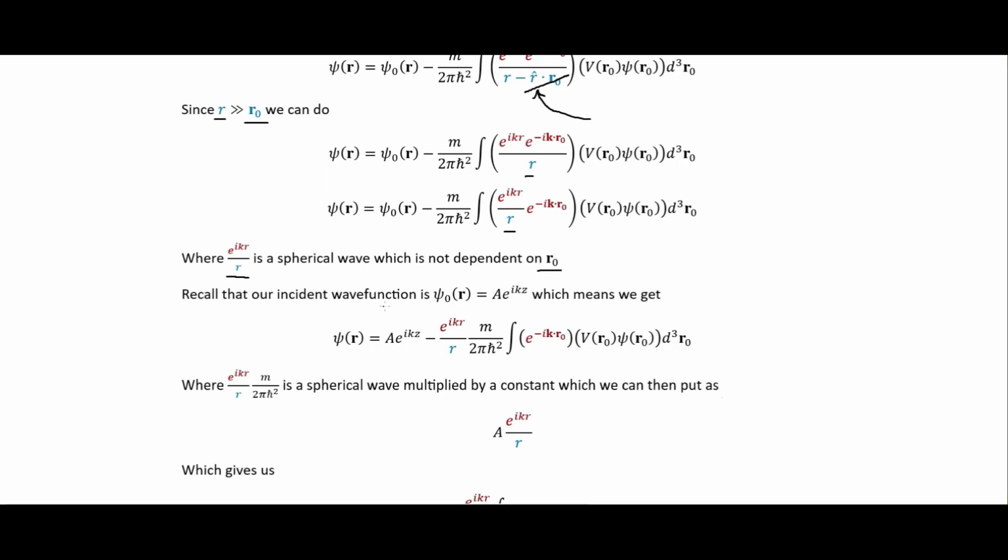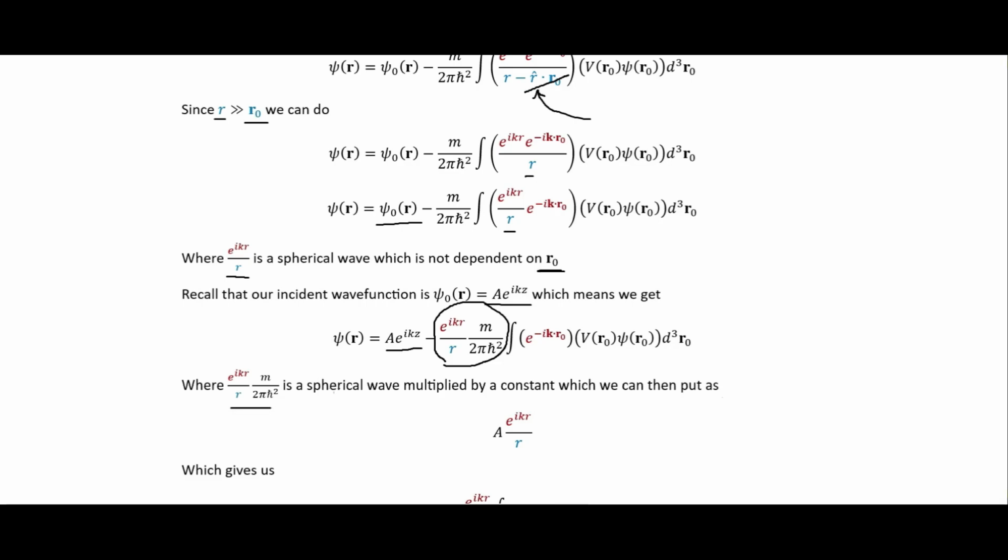So recall that our incident wave is equal to this A times e to the ikz, which means that we can put that in for this wave function right here. So we put that in right there. And we have this outside the integral. So we could pull that outside the integral because, like I said, it's not dependent on this r sub naught right here. So we can pull it outside the integral.